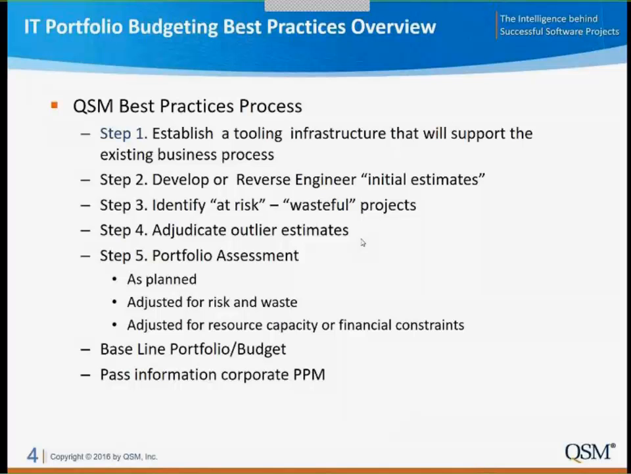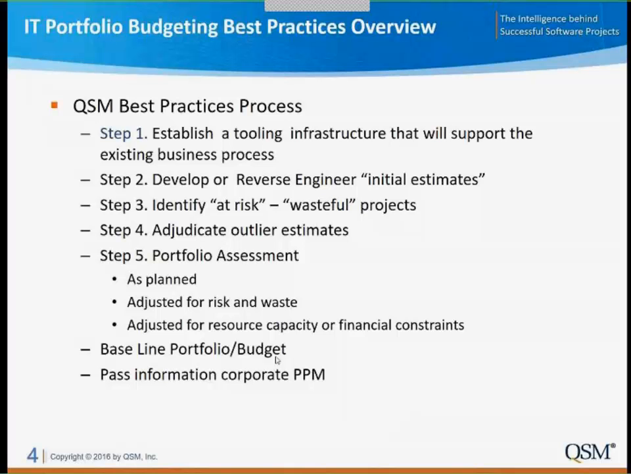The next stage is to make adjustments for risk and waste so that we think the estimates better reflect the capability of the organization. And then the final step is to address the needs of the executive decision makers and try to make that portfolio conform with whatever resource and/or financial constraints they might be faced with. That process may go through 2 or 3 or 4 different iterations, but eventually we'll end up at a point where we feel like we have a decent portfolio and a budget going forward.